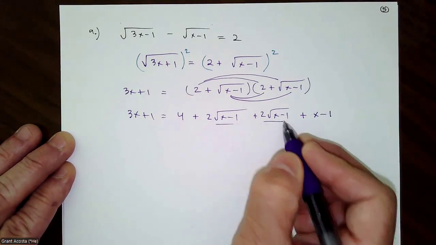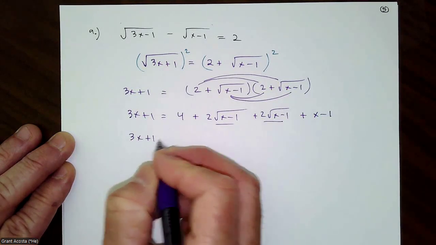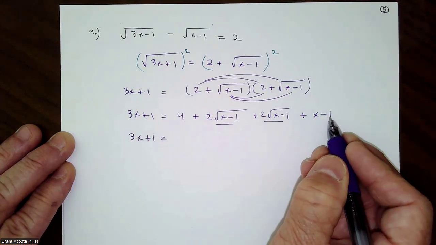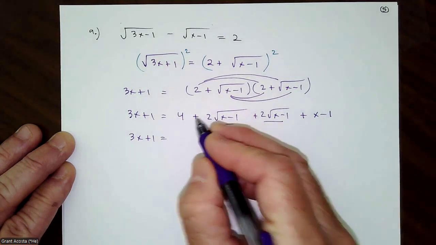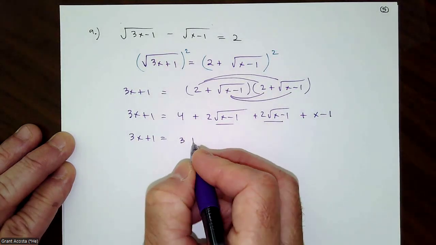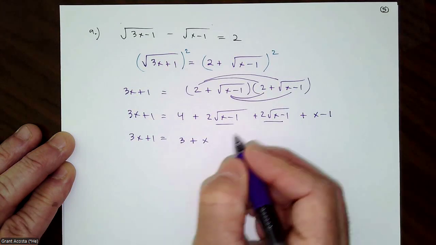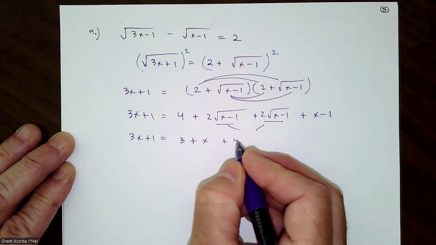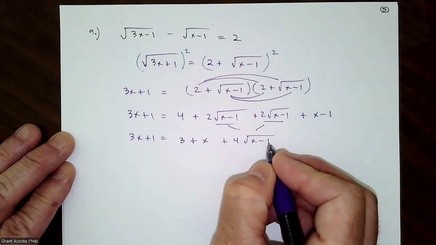Let's combine these two. And we might as well combine the 4 minus the 1, which is going to make this 3 plus, let's move this x over here, and then we'll combine these two to be 4 times the square root of x minus 1.